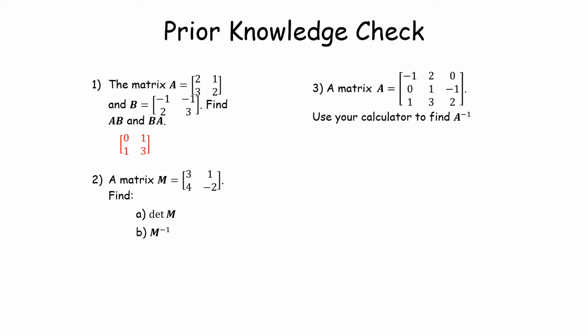So when we work out AB, we'll get the following matrix, and BA is this. So as we've seen in the last video, AB is not necessarily the same as BA, and the matrix multiplication, they most often are different. And here's the answer for question 2 and 3.